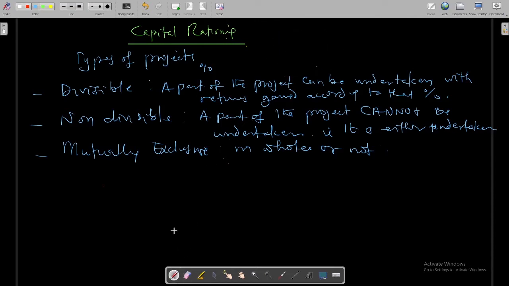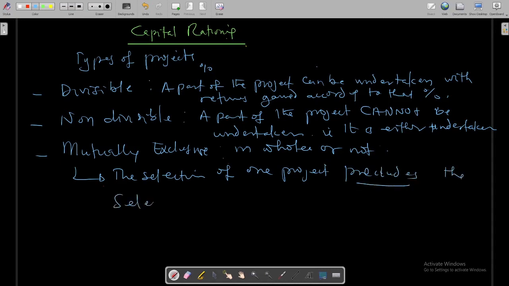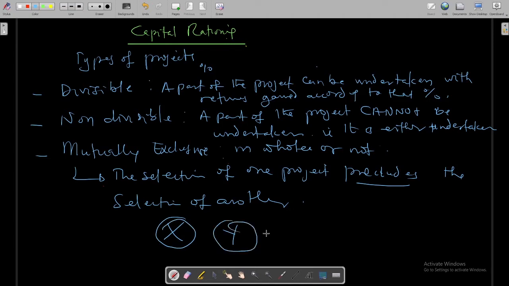The next one is mutually exclusive project. When we say a project is mutually exclusive, we mean that the selection of one project precludes the selection of another. So here, if you have two projects, say project X and Y, and management select X, it means that Y cannot be selected. So X and Y are mutually exclusive. If, on the other hand, management selects Y, X cannot be selected.